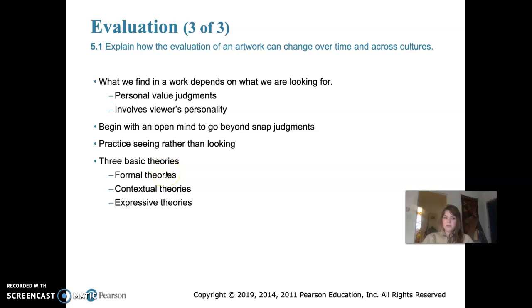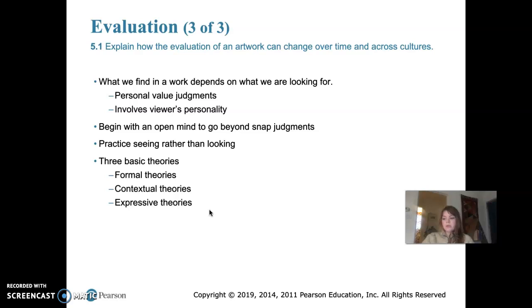So art critics use three different ways that they might critique a piece of work. Formal theory focuses attention on the composition of the work and how it shows originality, or how it may have been influenced by other works, or how it influences other artists. So it's all about influence and originality.